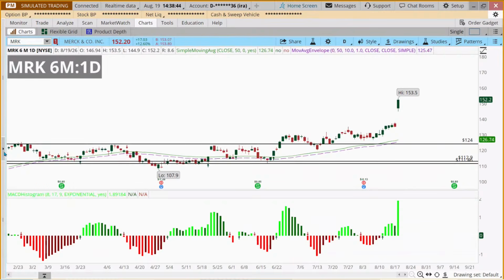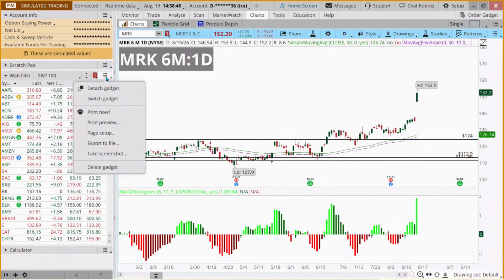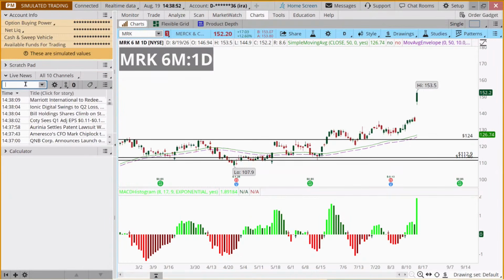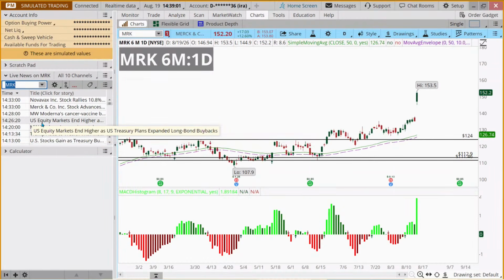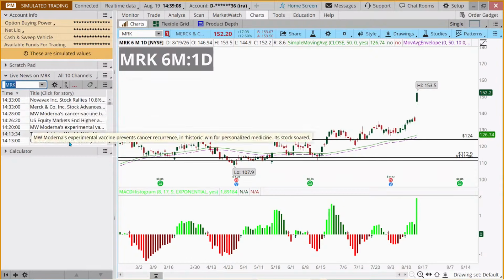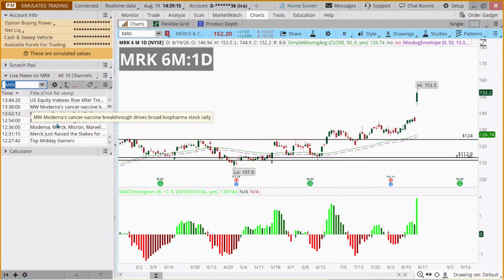How do we know? Well, I'm looking at the price gapping up, and usually that means it's good news. But let's switch the gadget. Let's take a look at live news, and let's type in MRK. See if we can see what the news was. Well, this might have it in there. There might be some others that came out here. Merck just raised stakes. So it looks like there was some news on there.